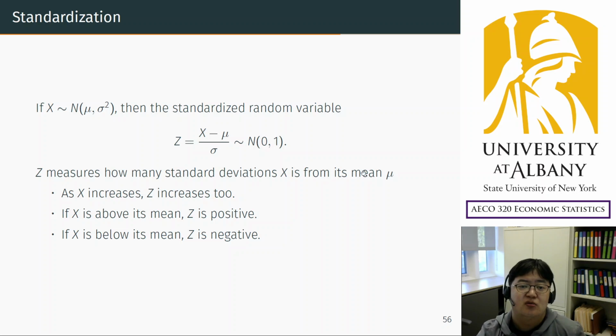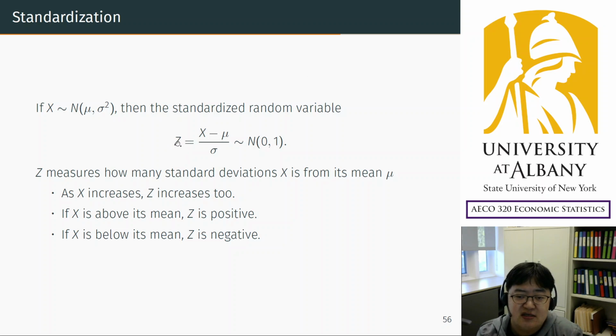And as a result, we can say that it is Z. Remember, Z is the common notation for the standard normal distribution. So this transformation of X becomes a standard normal distribution, and we may utilize the information about the standard normal distribution.